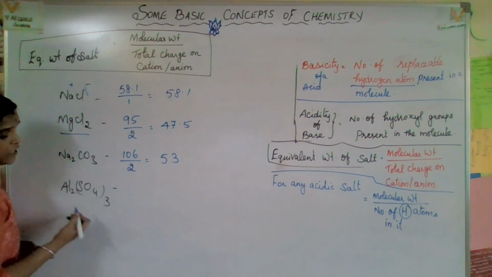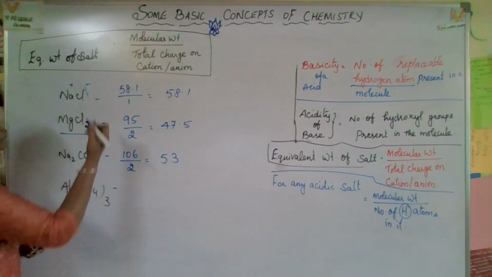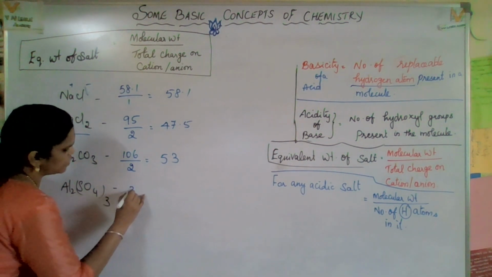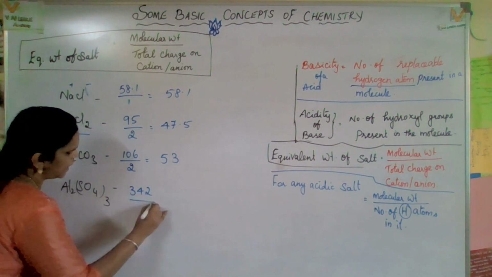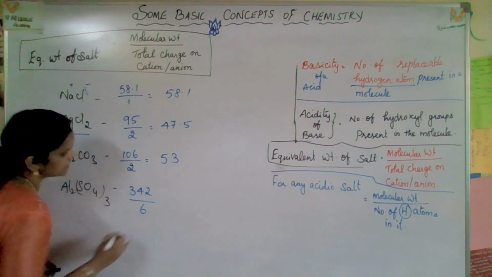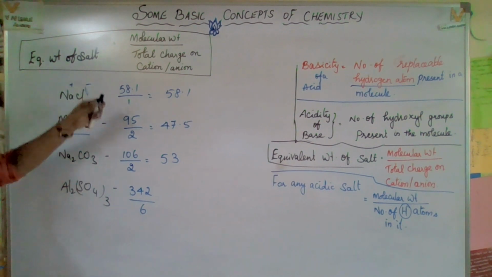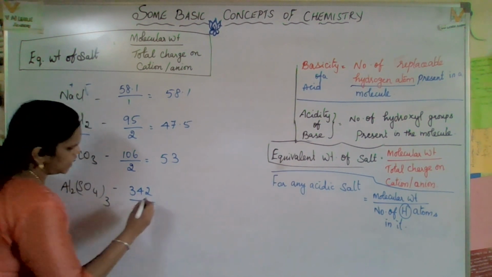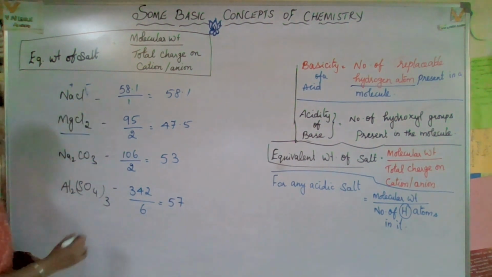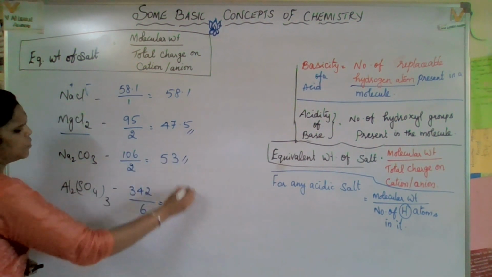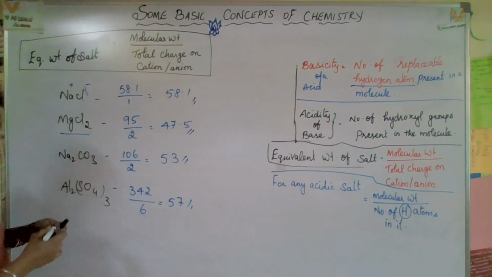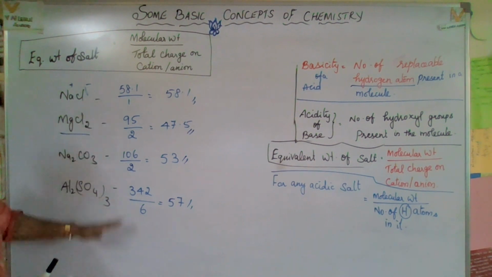Al2(SO4)3, here there is a very big number for the total charge on cation or anion. So here the molecular weight is 342, and for Al2(SO4)3, how many? Here 6, the total charge on cation or anion. So here you will get 57. Okay, hope you got a clear idea about the equivalent weight of salt and how to calculate it.